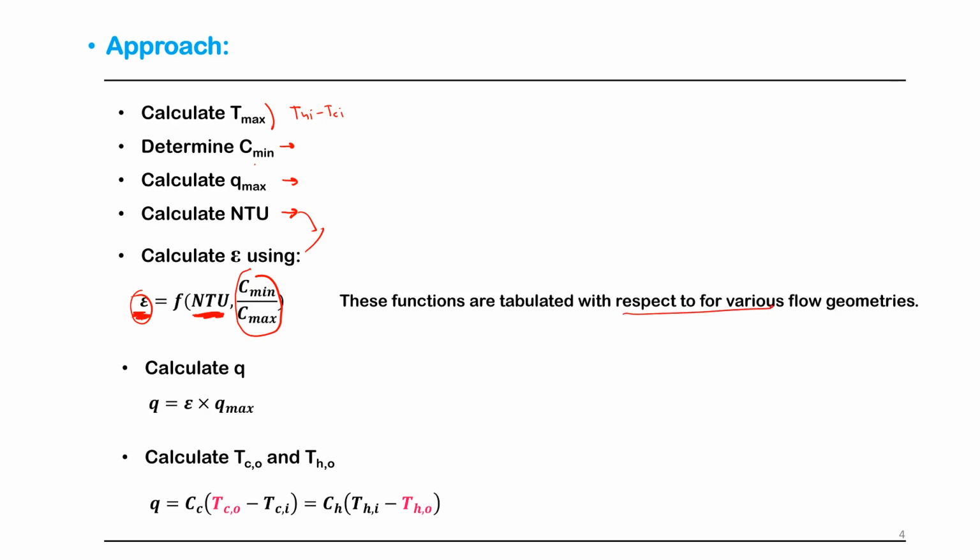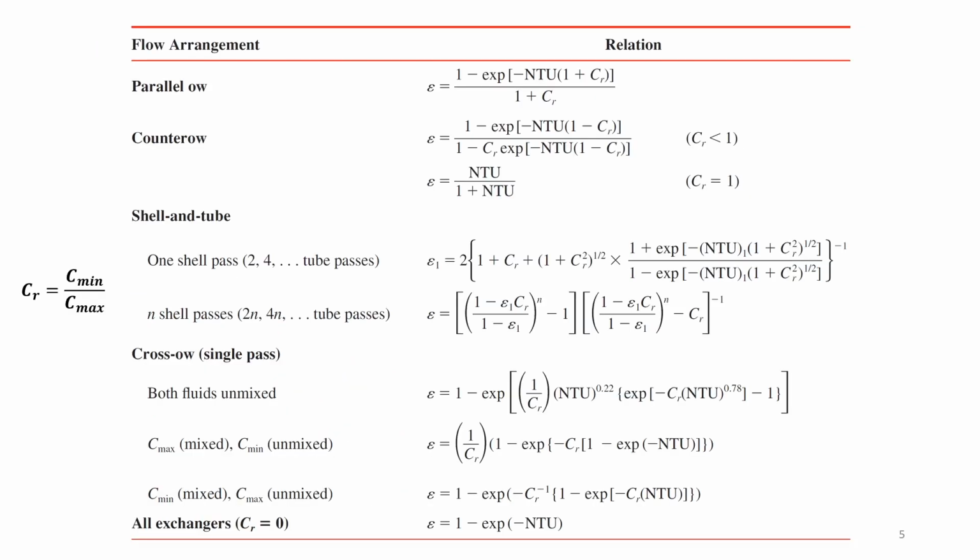So then we calculate epsilon from graphs or equations. Remember, the definition of epsilon is Q over Q max, and Q max I can calculate from here. Epsilon I read from the graph or from an equation. If I know these two, I can calculate Q actual. If I know Q actual, that is C cold times T cold out minus T cold in, or C hot times T hot in minus T hot out, so after I know this, I can calculate the outlet temperature. So that is the approach.